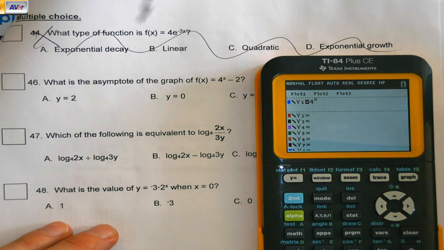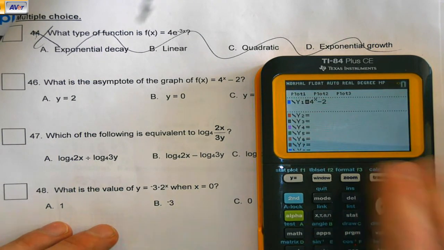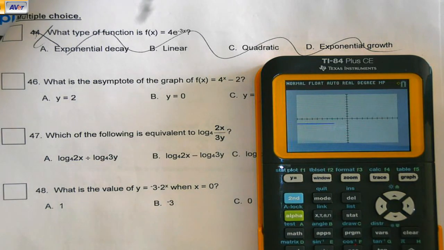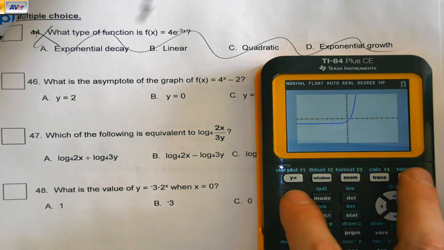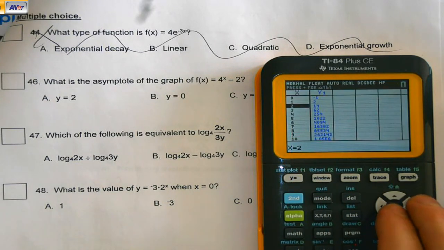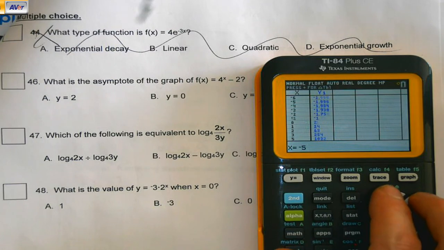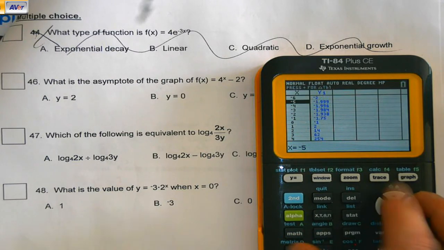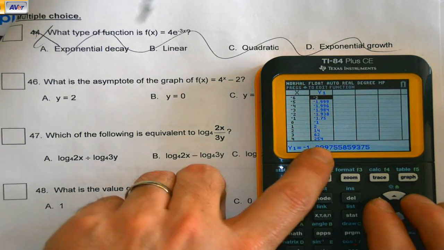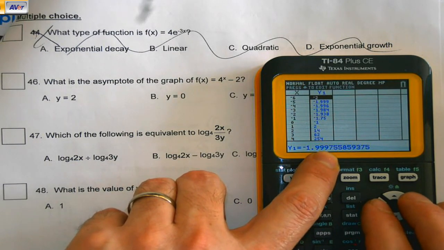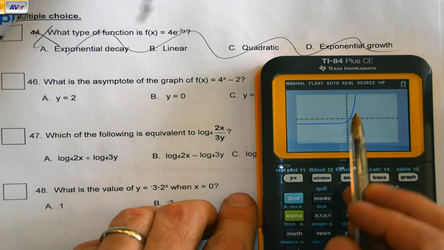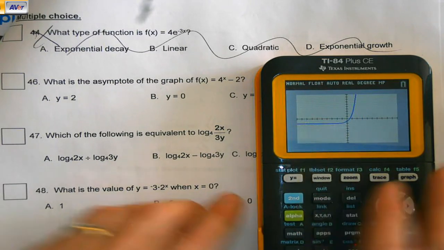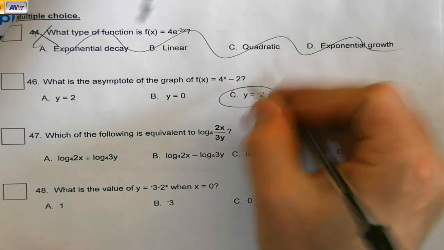So 4 to the x minus 2. So I look, okay, it's growth. Remember, the asymptote is, where's the magic line? What's the value that y is getting closer and closer to but not quite getting there? Okay? You're like, at -2, it's really close, but it's not getting there. Look at my graph. Where's it leveling off? Near -2. How could I know that without graphing it?